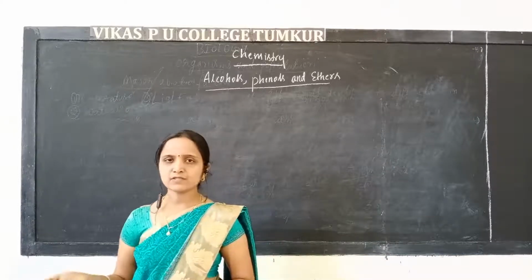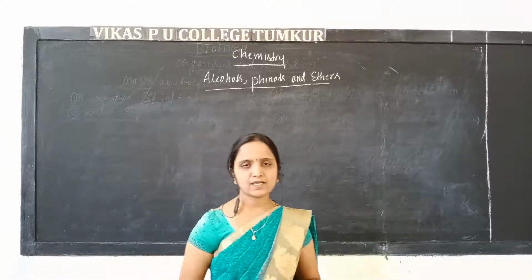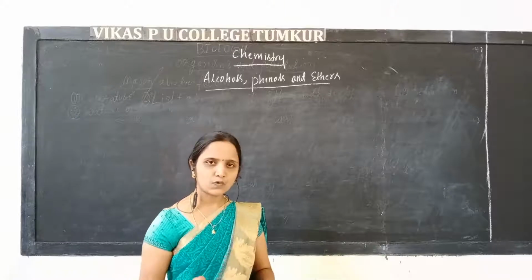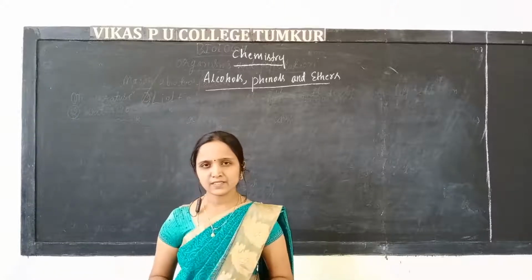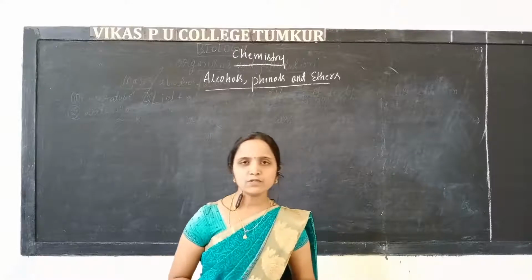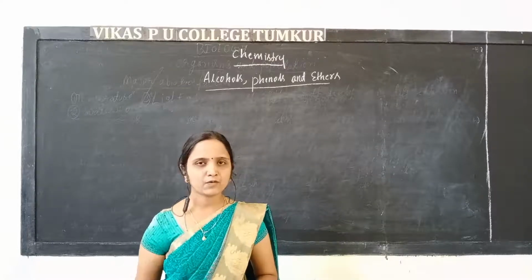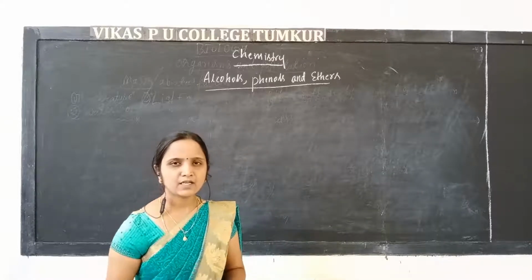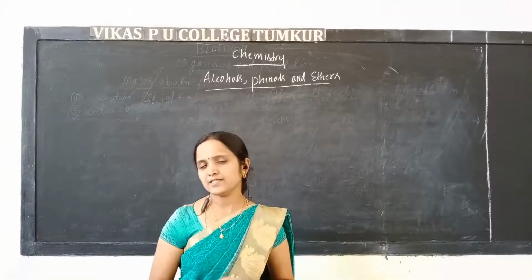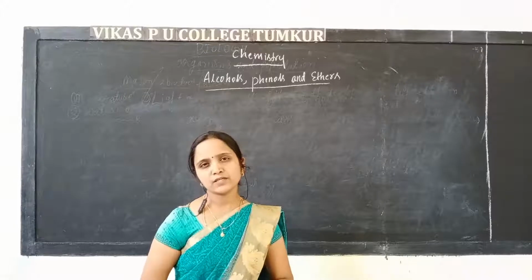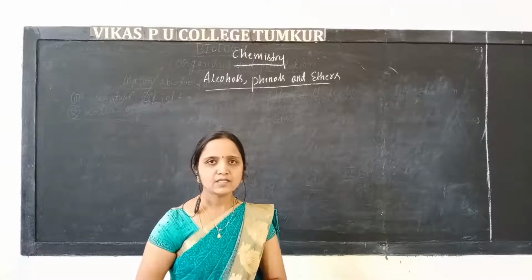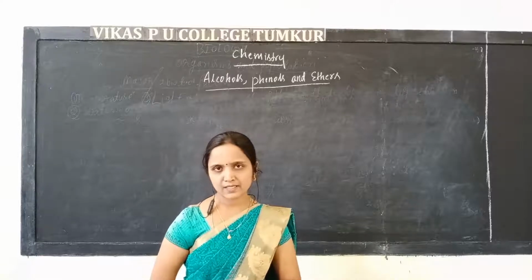Along with that, we discussed acetylation in the previous class. Acetylation means an acid chloride reacts with an alcohol in the presence of pyridine. It forms an ester and hydrochloric acid. The pyridine used in this reaction neutralizes the hydrochloric acid produced in the reaction. These are what we have discussed in the previous class.